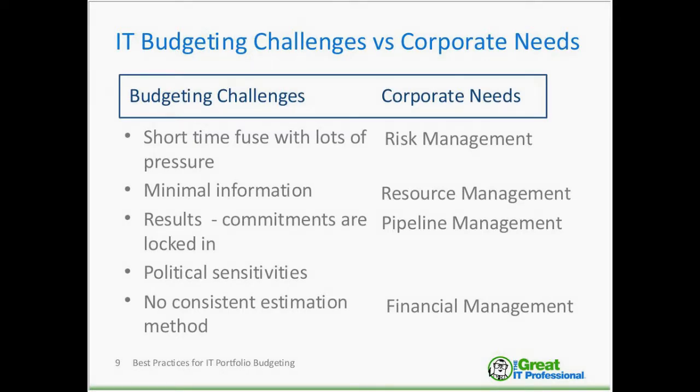We're looking fairly far into the future at a time when we don't have a lot of information that we would like, which introduces uncertainty. And with that uncertainty, we're expected to make binding commitments. Many times there's multiple agendas in our senior leadership that we have to balance, and in many cases there's no quantitative, consistent estimation method to support our analysis. And the business is looking for the budgeting exercise to help mitigate risks, optimize our use of resources, and prioritize and schedule work and support sound financial decisions.